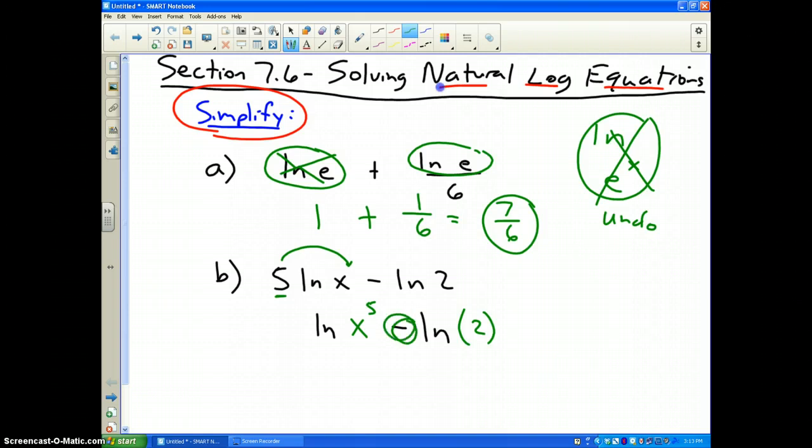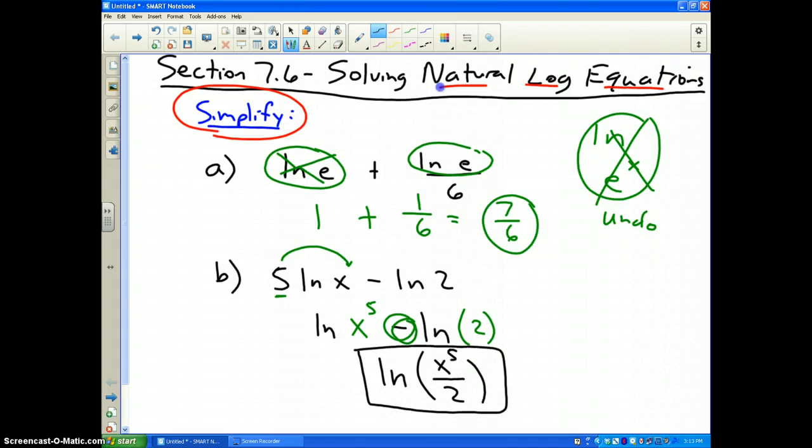Minus means when we put it together as one natural log, you divide the two quantities. So I'm going to have x to the 5th on top divided by 2 on the bottom, and I have just simplified my problem. These properties work for natural logs just like they do normal logs. Now let's solve some equations.